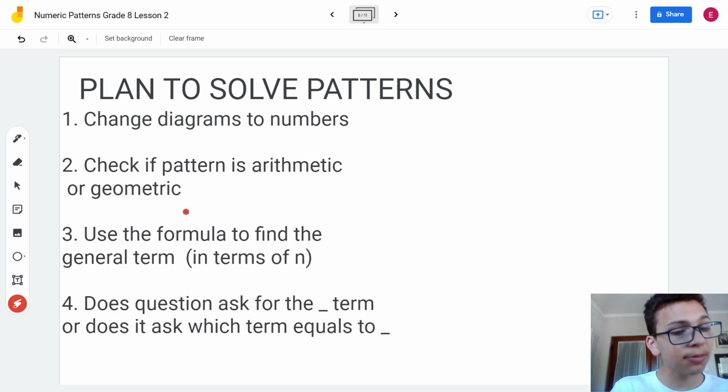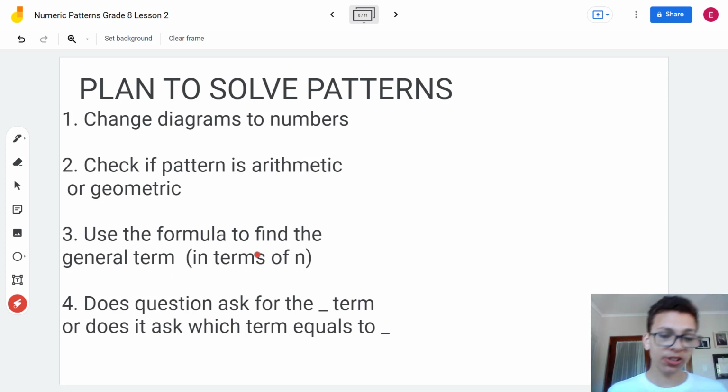If it's a common ratio, it means it's geometric. And that means our third step is, if we get that it's arithmetic or geometric, we can use the formula to find the general term. Unfortunately, if we don't find it arithmetic or geometric, we can't use the formula, so we have to kind of guess the formula. But if we do get the formula, that's very nice, because then you can find the general term, and that's in terms of n.